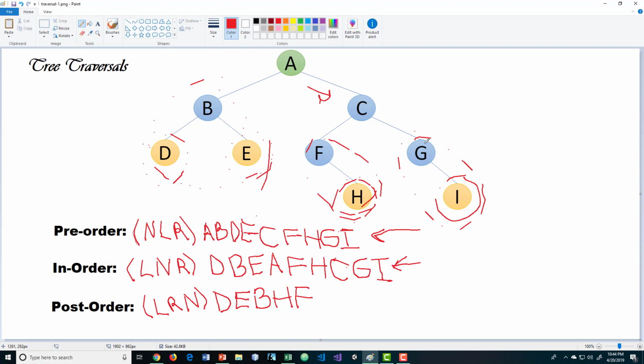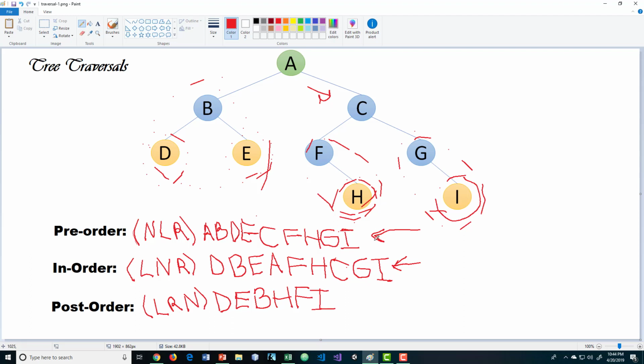We've got G here, and we ask G, did you visit your left yet? Nope. I don't have one, so we can eliminate that. What about your right? No, but I do have a child there, so we zoom in and have an I here. We ask I, have you visited your left? Sure haven't, but I don't have a left. What about your right? Nope, don't have one of those either. I'm a leaf, duh.